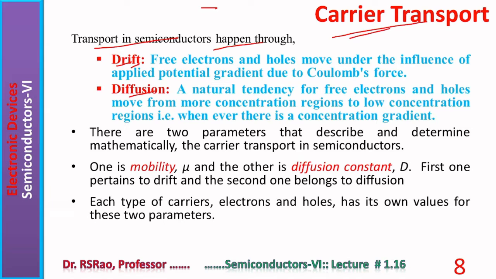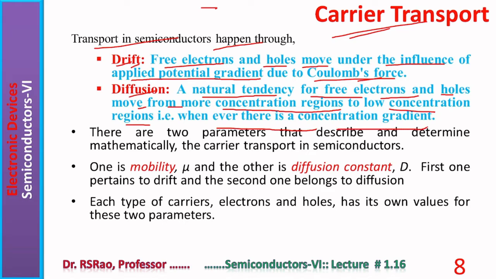What is drift? Free electrons and holes move under the influence of applied potential gradient due to Coulomb's force. That is drift. So drift is current flow, movement of charge carriers under the influence of potential gradient. Diffusion is a natural tendency for free electrons and holes to move from more concentration regions to low concentration regions whenever there is a concentration gradient. This phenomena is called diffusion.